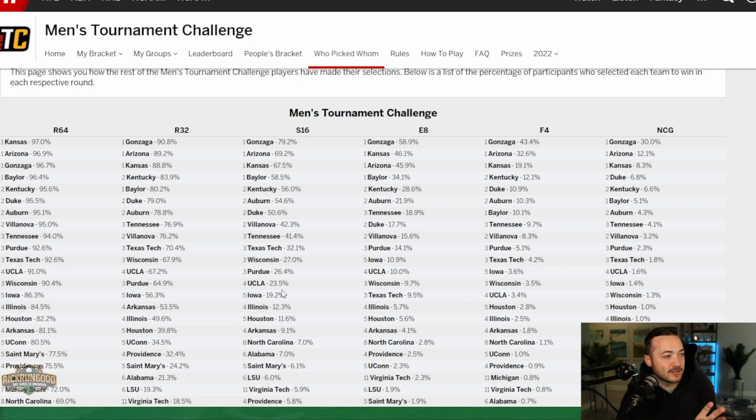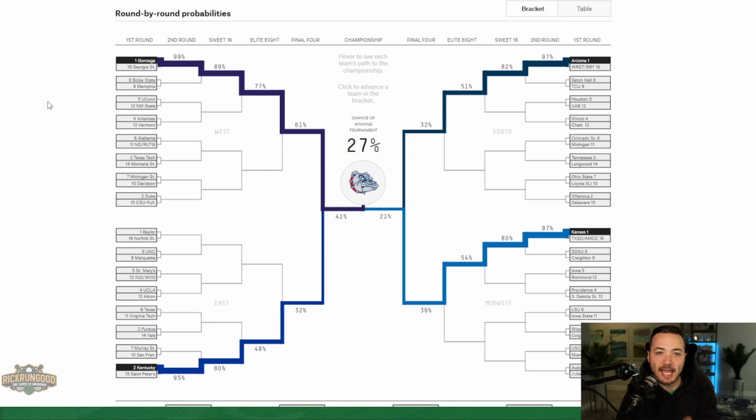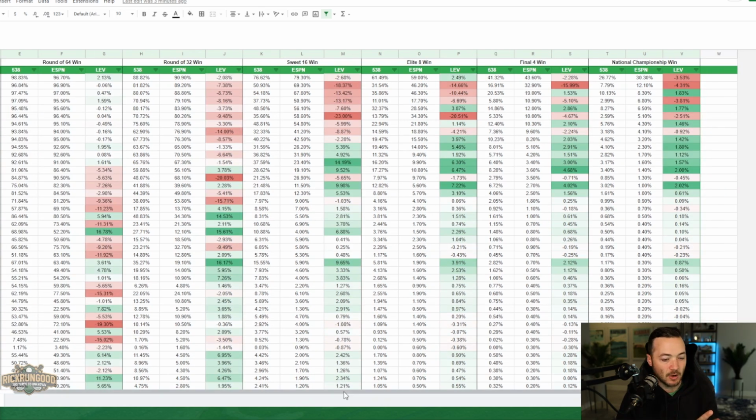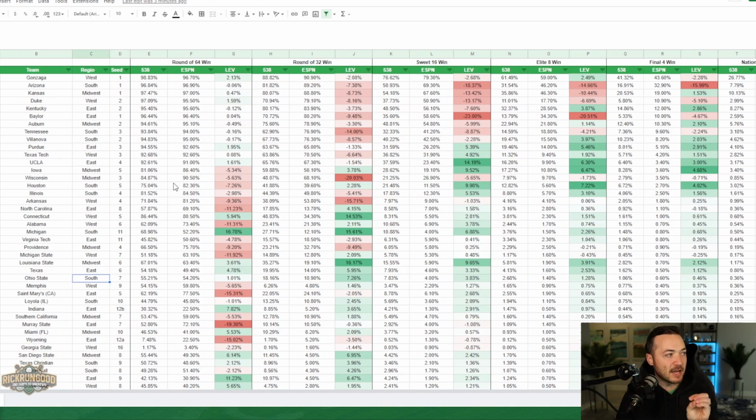So what I've done is I've taken the who picked whom information. I've taken the 538 information, and with a little bit of data manipulation, I have created this spreadsheet, and this is, of course, available to you in the description below. All it really does is compare every team with their 538 probability to win each round and their ESPN pick rate, how often they were picked to win each round. And we are just going to compare the numbers, and we are going to find leverage.